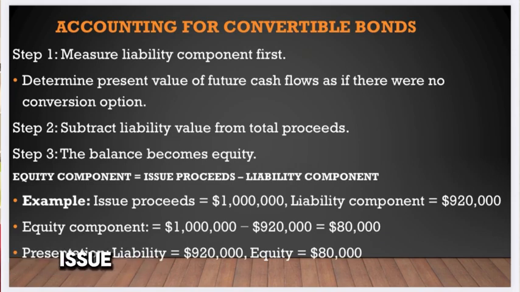Example, if the issue proceeds is $1 million and the liability component is $920,000, then the equity component is simply $1 million less $920,000, which gives us $80,000. So presentation: the liability will be $920,000. That is the liability part. And the equity part will be $80,000. But in any case, you must do the liability part first.